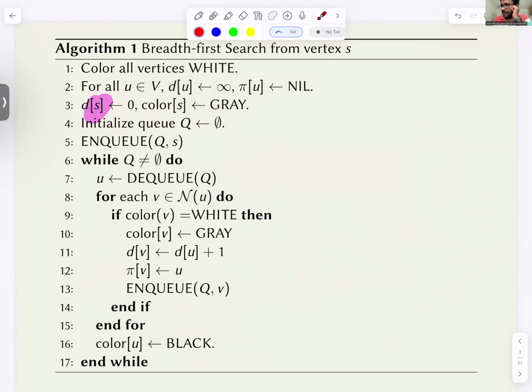Then you also have this thing pi, which we will come to later. Pi is the parent. Initially all the vertices are white, and then you have something called a queue.